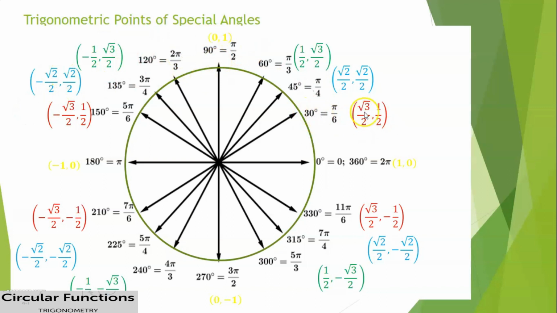So 30 degrees, it's square root of 3 over 2 and 1/2. So again, X is cosine and this is sine. So when you say cosine 60, it's 1/2, and sine 60, it's square root of 3 over 2. So if we proceed in the third quadrant, when you say 210 degrees, sine 210 degrees is negative 1/2, while cosine 210 degrees is negative square root of 3 over 2.